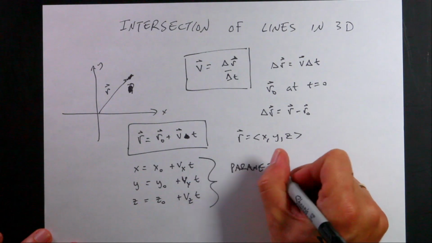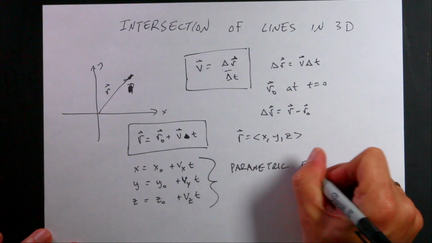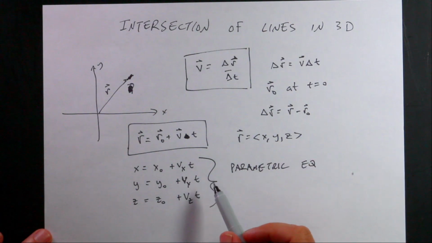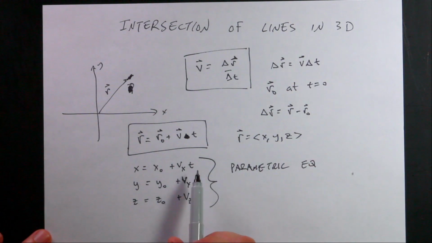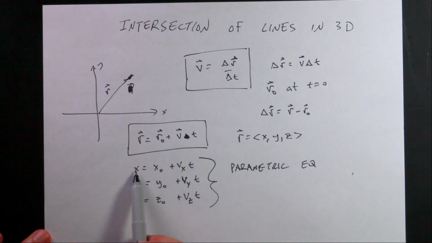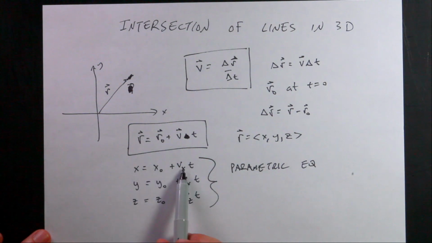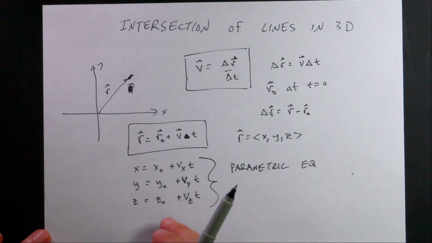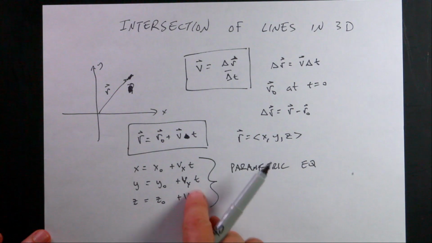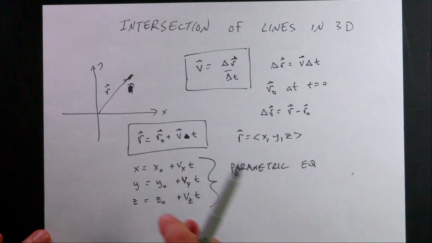Parametric equations. Because think of it this way: if I have some particular velocity and starting position, x0 and vx are constants, y0 and vy are constants. And if I want to move to any different place on the line, I just let t be some different value, and that will pick a location on that line.